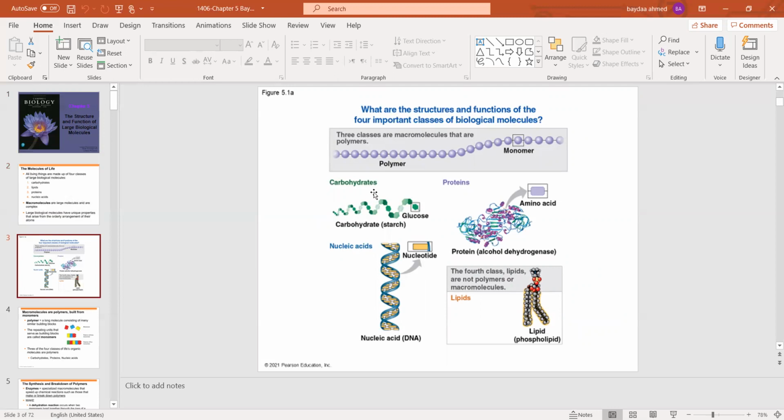Carbohydrates are a source of energy and provide structural support. Proteins have a wide range of functions, including transporting substances into and out of the cell. Nucleic acids store genetic information and function in gene expression. Lipids are a group of diverse molecules that don't mix well with water. The key functions include providing energy, making cell membranes, and acting as hormones.